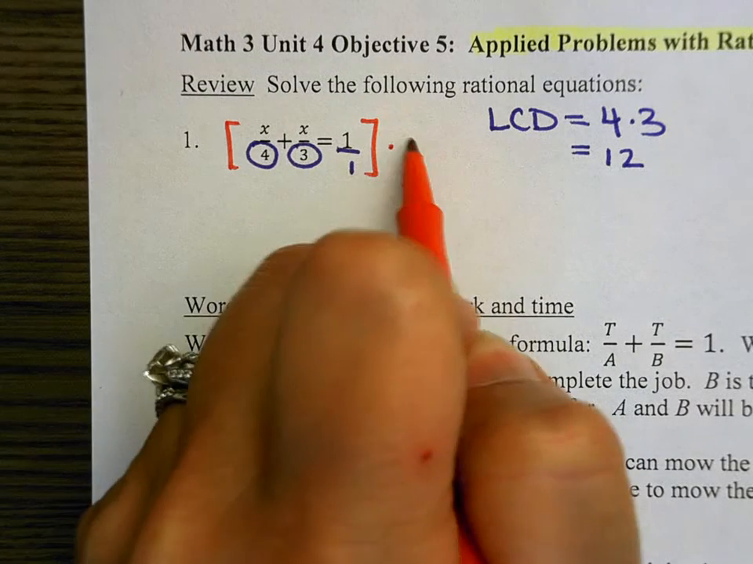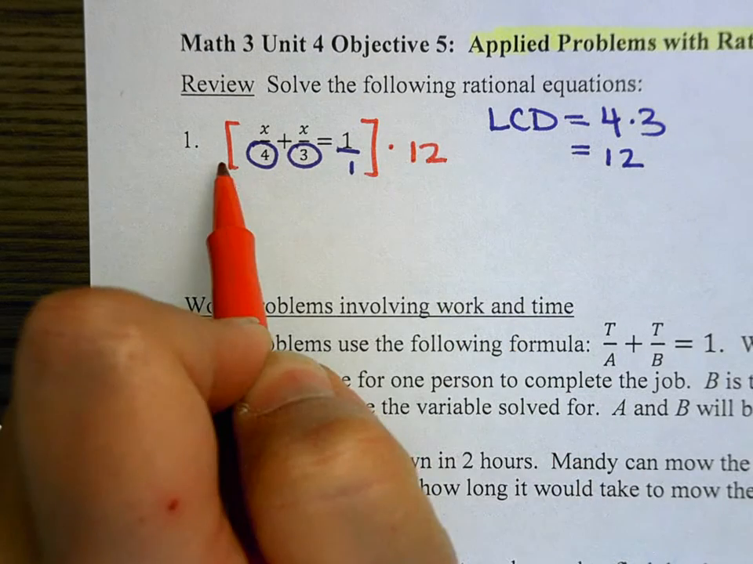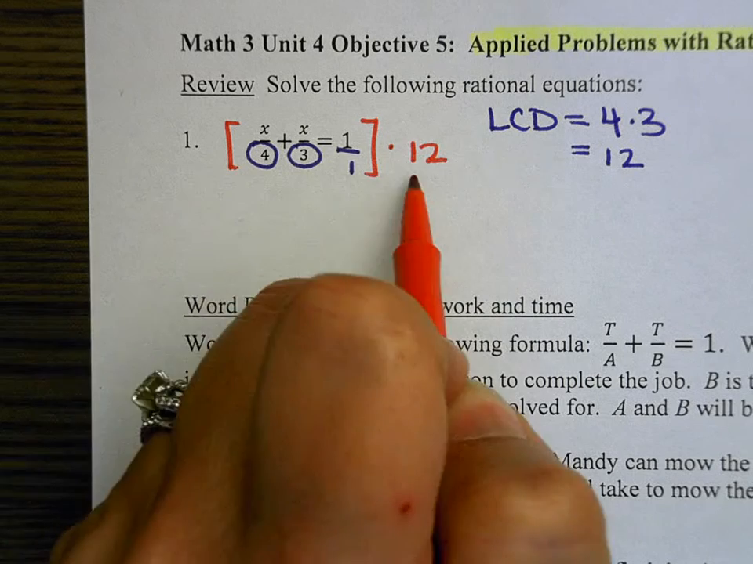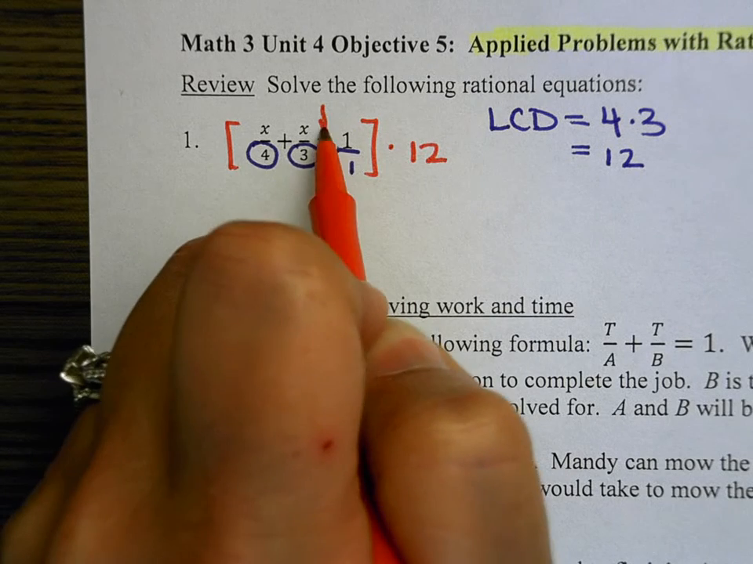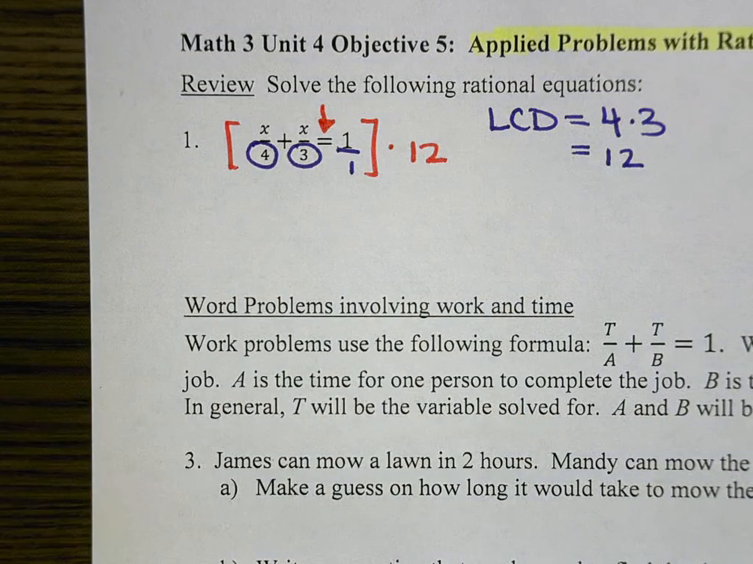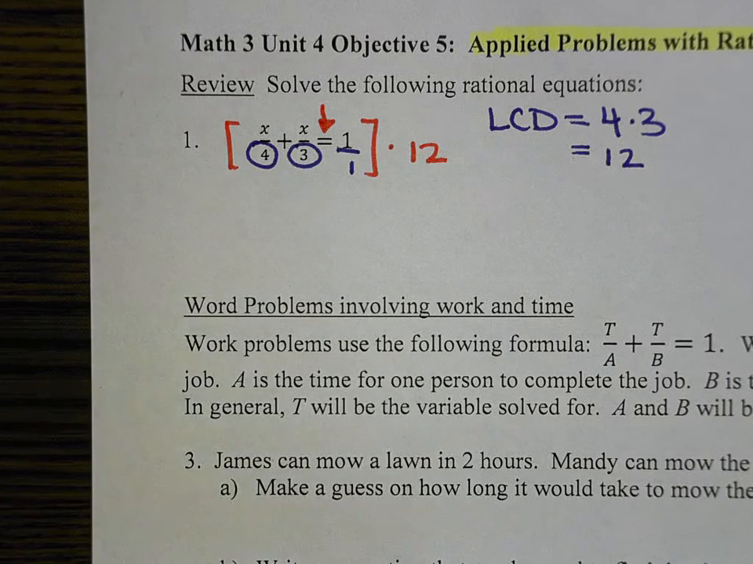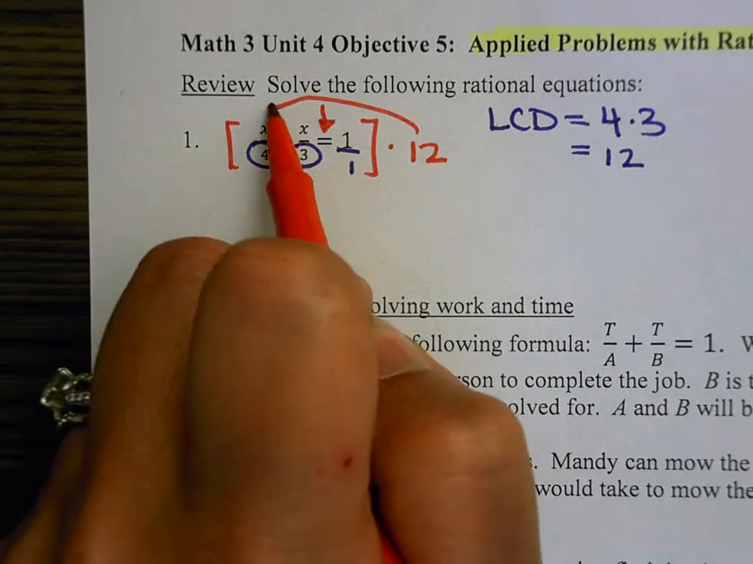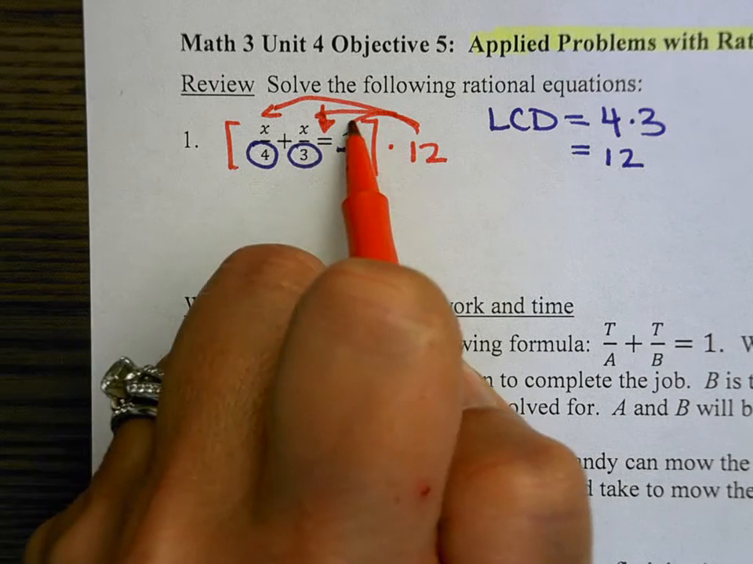Okay, so we would have something like that. And then I'm going to multiply by 12 to both sides of the equation, right? We're multiplying the entire thing, and we can do that because of that equals. If that equals was not there, we would not be able to do that. So we're going to distribute that 12 into everything.